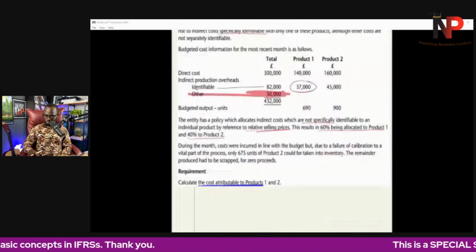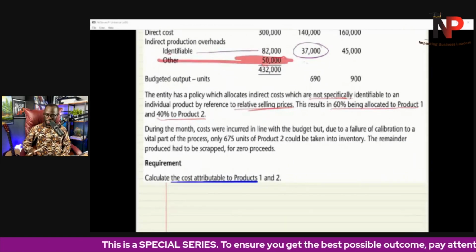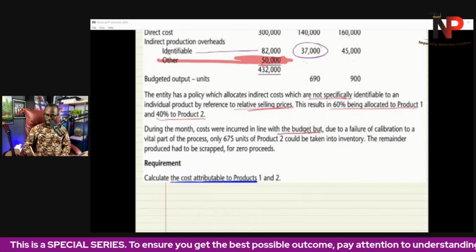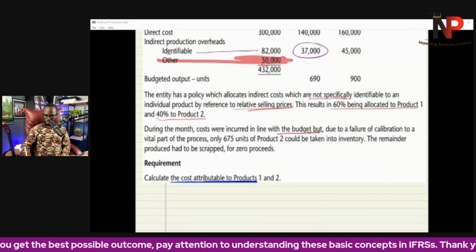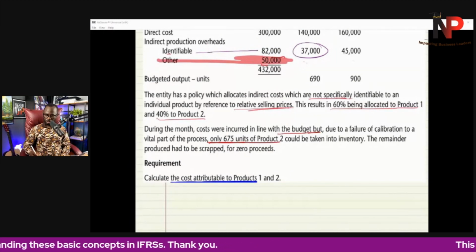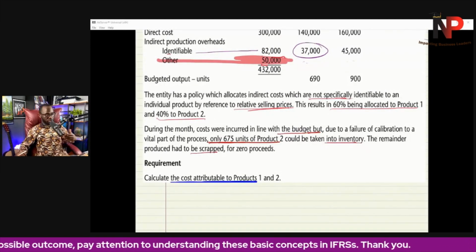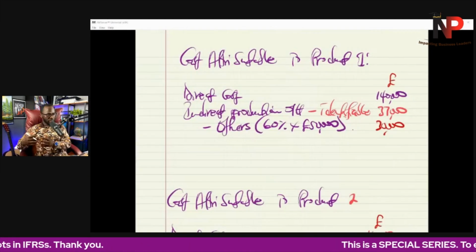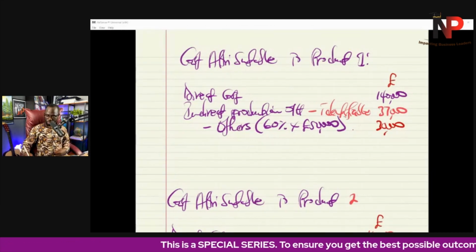Let's continue to read. During the month, costs were incurred in line with the budget, but due to a failure of calibration to a vital part of the process, only 675 units of product 2 could be taken into inventory. The remainder produced had to be scrapped for zero proceeds. So this is our information. So let's get the total cost of inventory as per the budget.